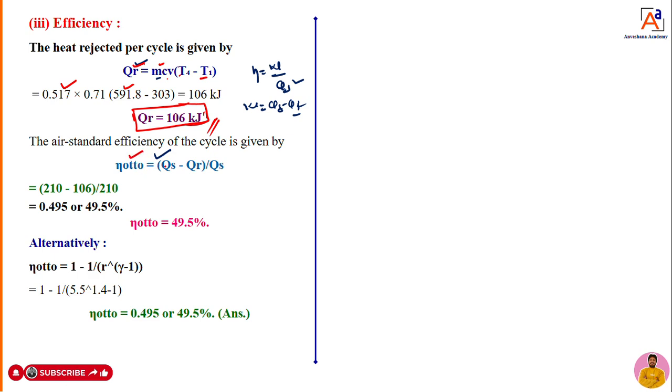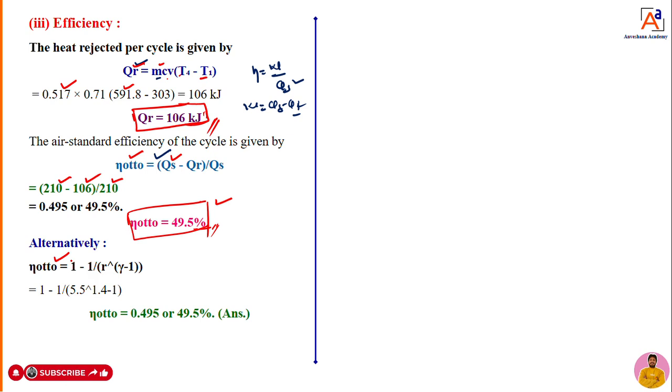So efficiency of the Otto cycle is nothing but work done divided by heat supplied, where work done is equal to QS minus QR, divided by QS. What is QS? It is given in the problem itself. What is QR? That we already calculated. Then do simplification. You are going to get efficiency of the Otto cycle as 49.5%. This is the general equation: efficiency is equal to work done by heat supplied. But this efficiency I can also calculate with the help of the standard derived equation of the Otto cycle. What is that equation?